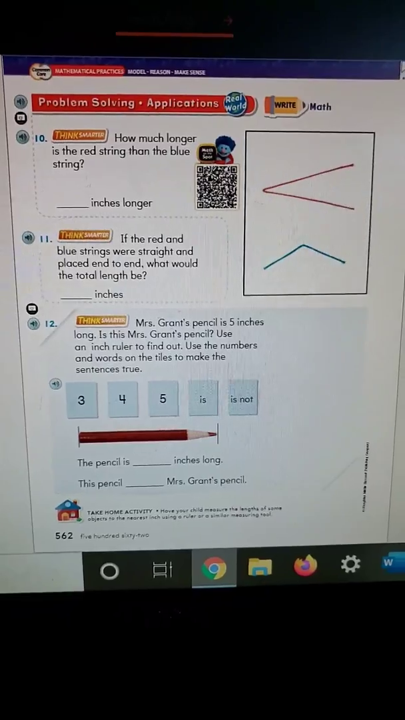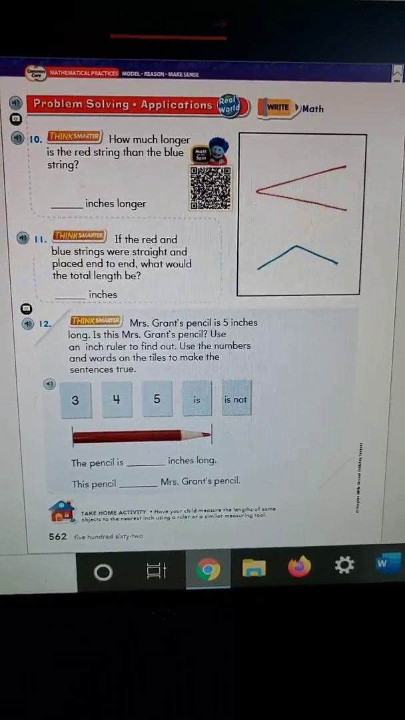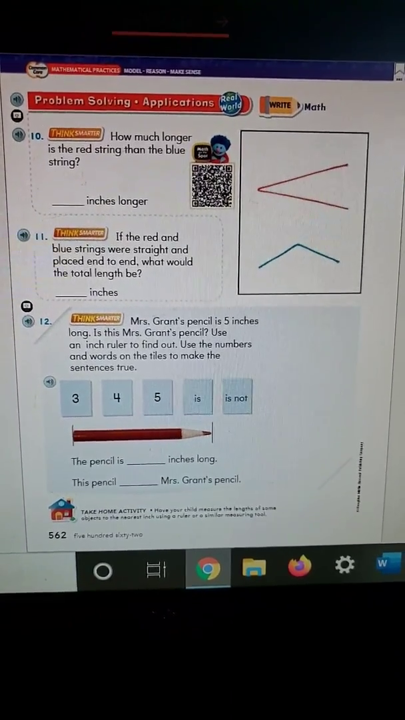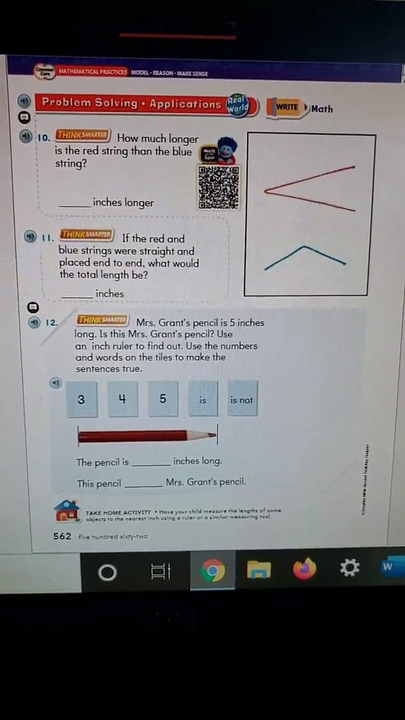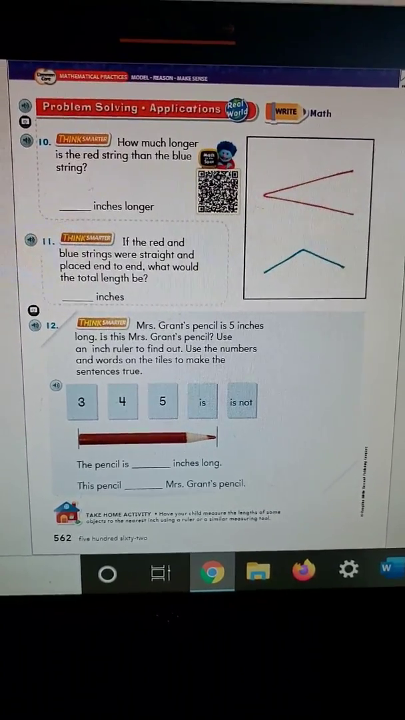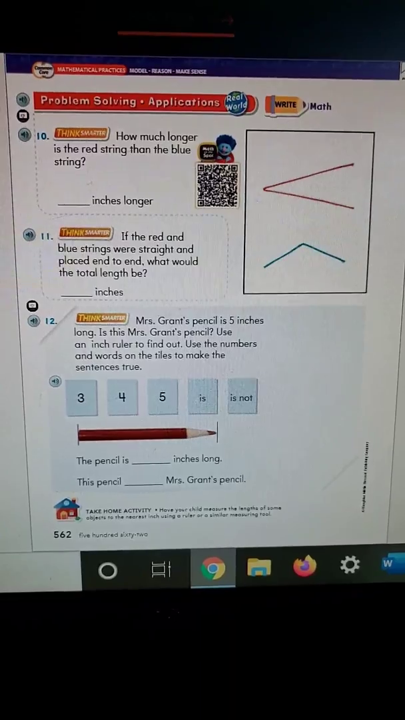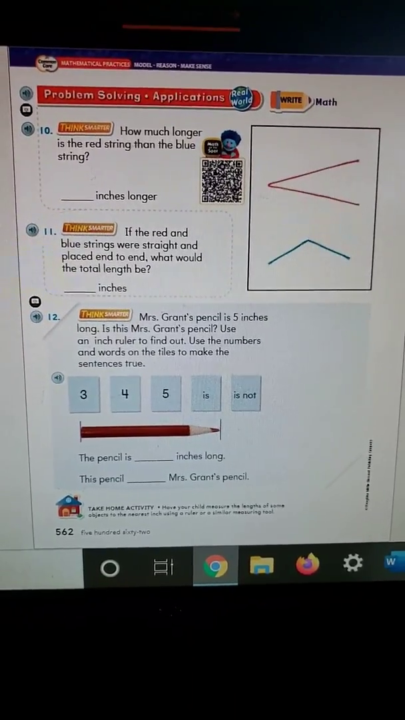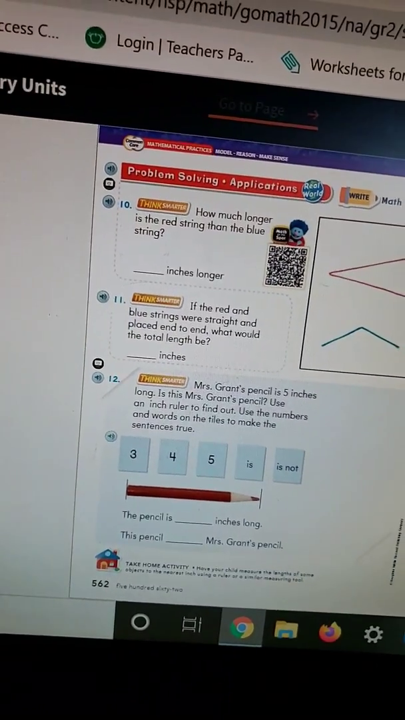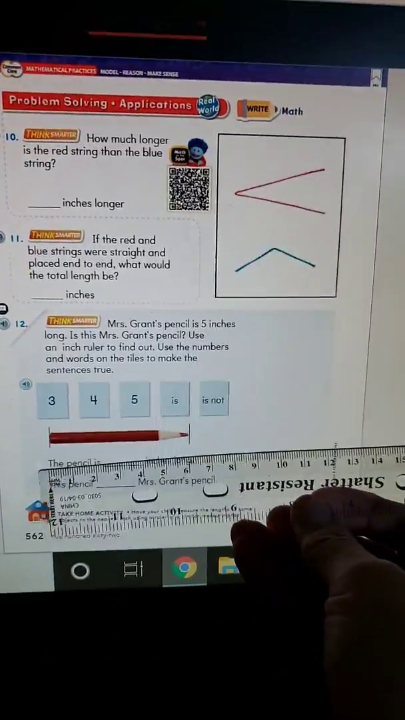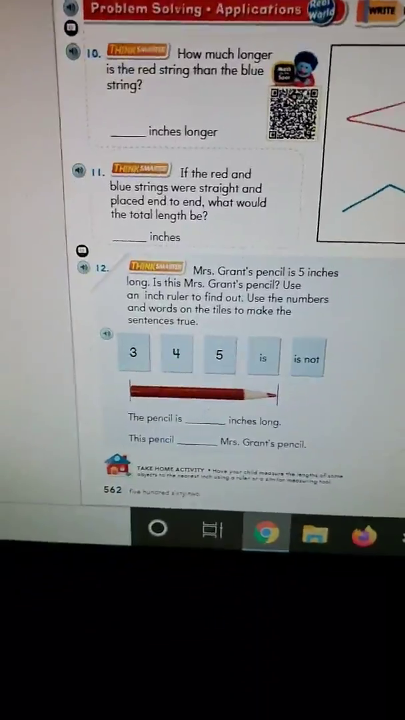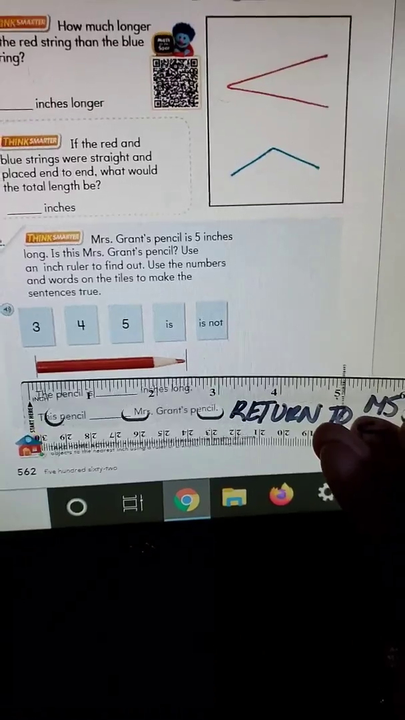Number 12. Mr. Grant's pencil is 5 inches long. Is this Mr. Grant's pencil? Use an inch ruler to find out. Use the numbers and words on the tiles to make the sentence. So first of all, we have to measure the pencil to see, oops, again with the metric. Sorry, that's the wrong side of the ruler.